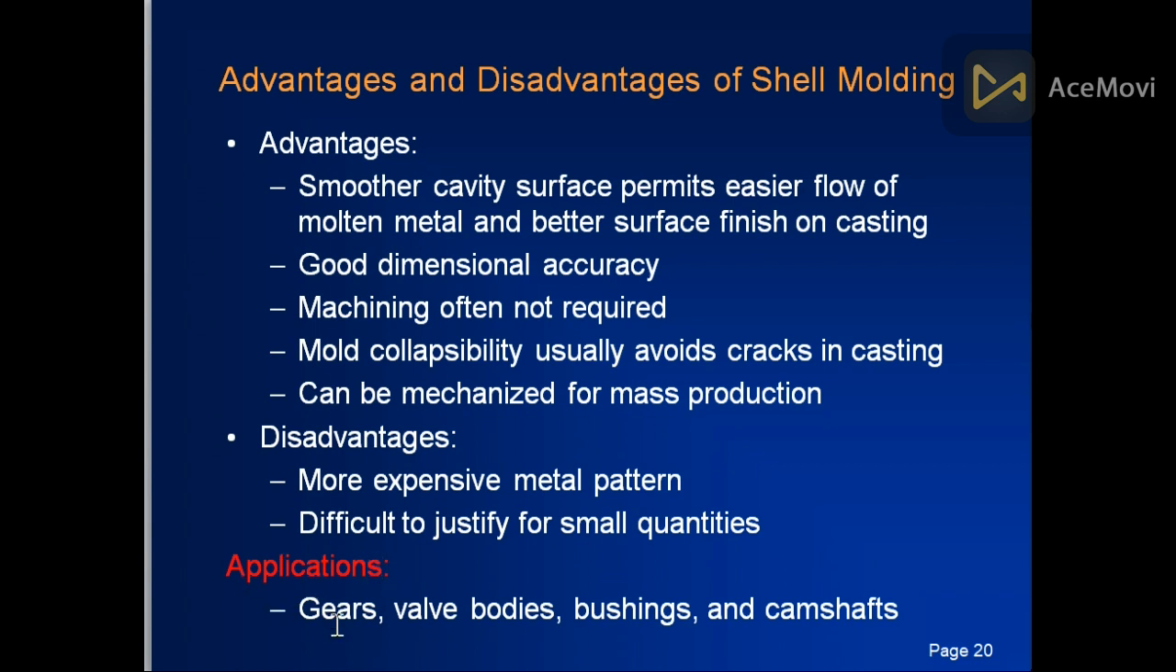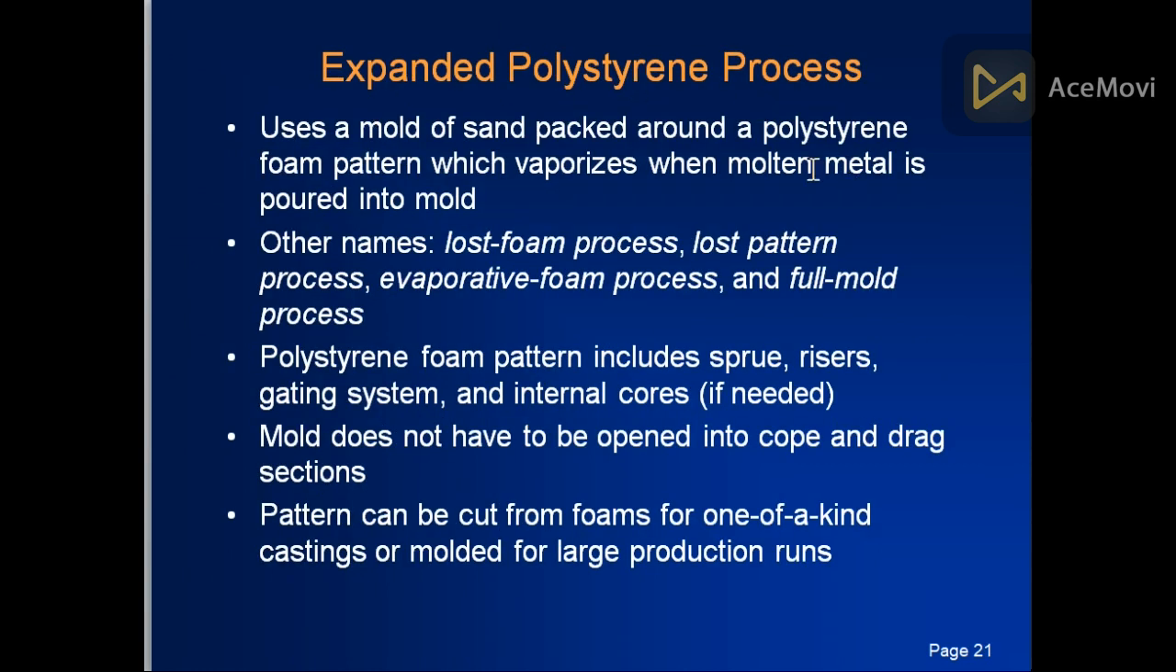This process is utilized in the manufacturing of gears, valve bodies, bushings, and camshafts, etc. In the expandable polystyrene process, a mold of sand is packed around a polystyrene foam, and the molten metal vaporizes it. Other names are lost foam process, lost pattern process, evaporative foam process, and full mold process. The polystyrene foam pattern includes the sprue, risers, gating system, and internal cores if needed.